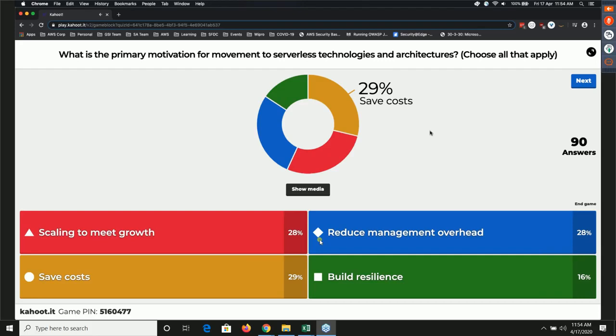Okay, 29% want to save costs. 28% they want to scale to be able to meet growth, and 28% to reduce management overhead. Awesome. That's really interesting. Okay, thank you, guys.